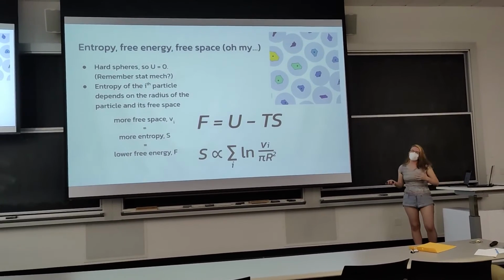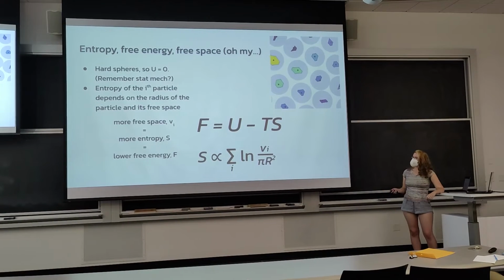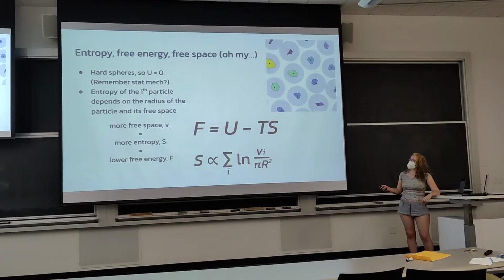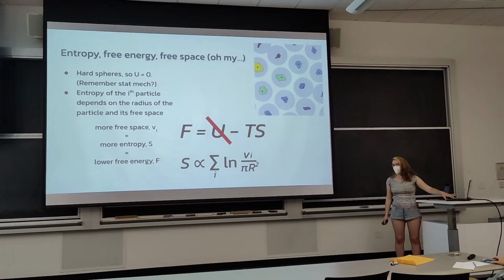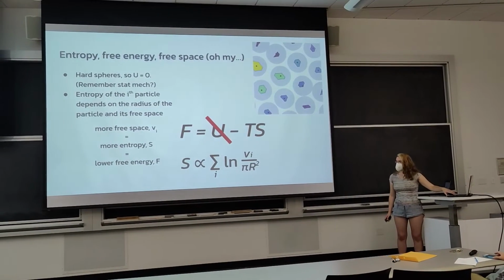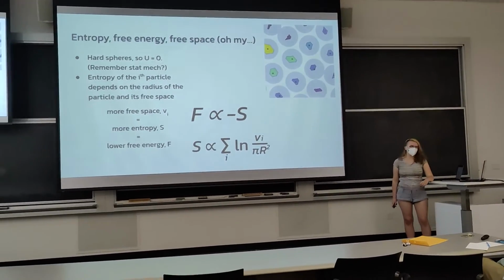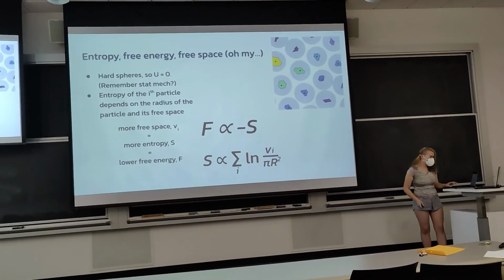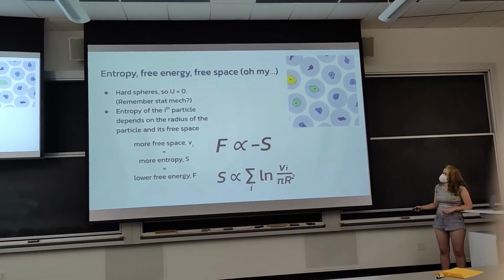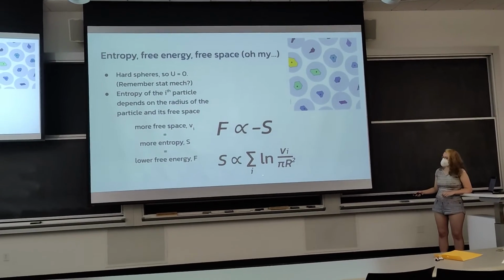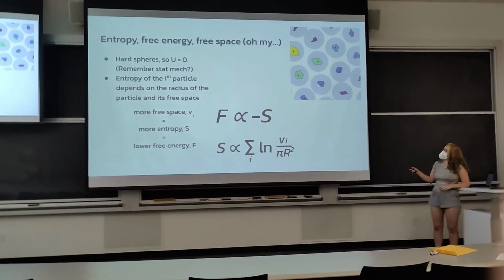I've been throwing around the word free energy a lot, and I want to specify that I mean Helmholtz free energy, which is a function of potential energy, temperature, and entropy. We can get rid of the potential energy because this is a hard sphere system, leaving us with free energy as a function of entropy because temperature is constant. And we can calculate the entropy of the system by taking every ith particle and finding what we call the free space, the VI.